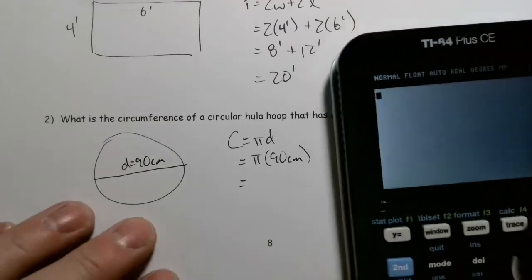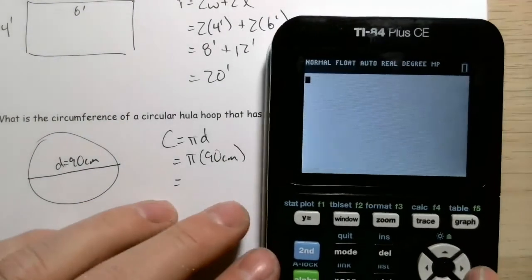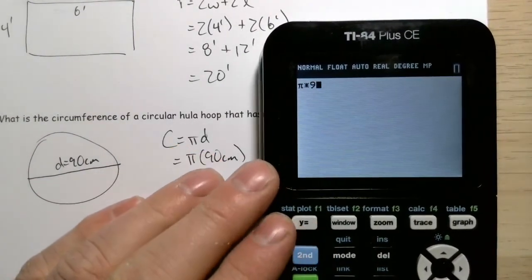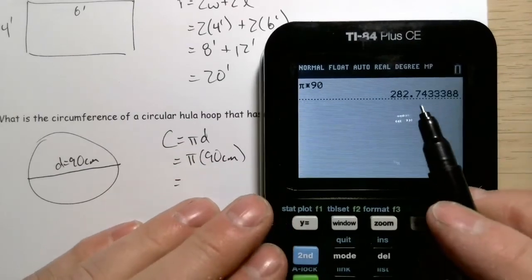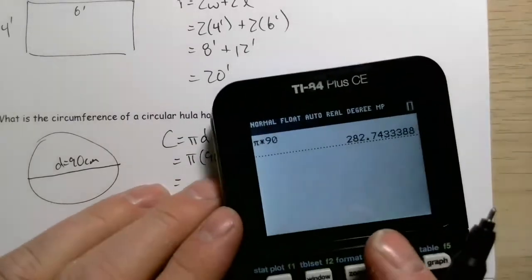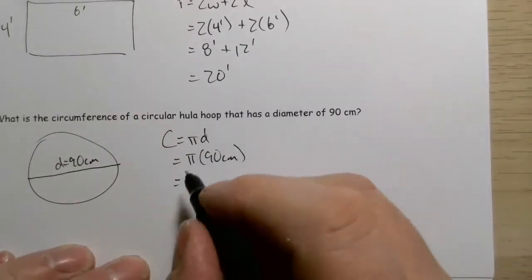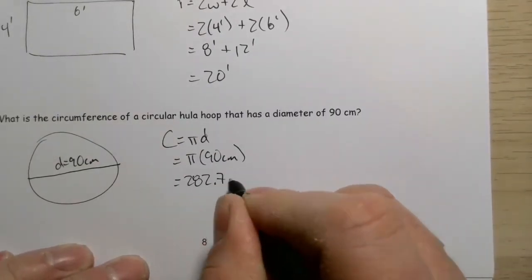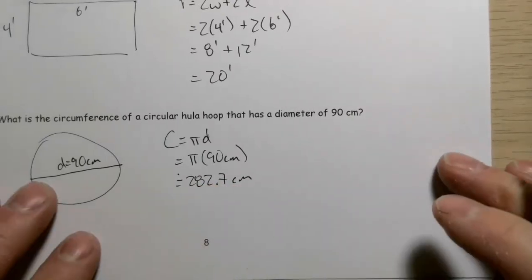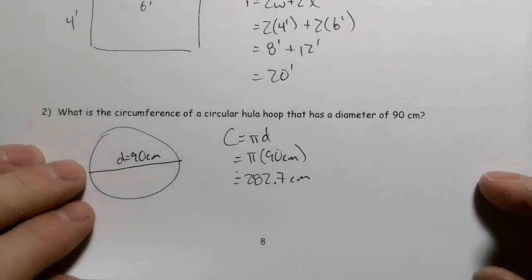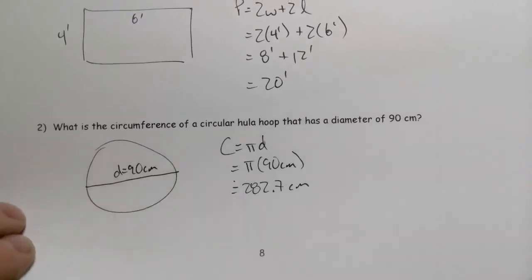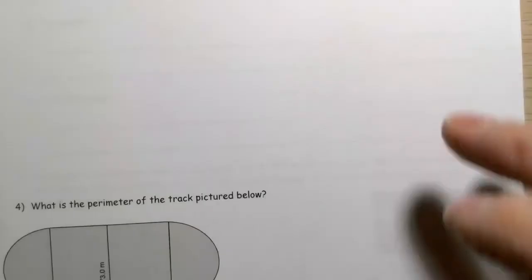And I go to my calculator. Pi multiplied by 90, and we'll round the way we did before here. It doesn't say what to round to, so 282.7 centimeters. Okay, so that's starting to get close to 3 meters there. Okay, just a couple more here.